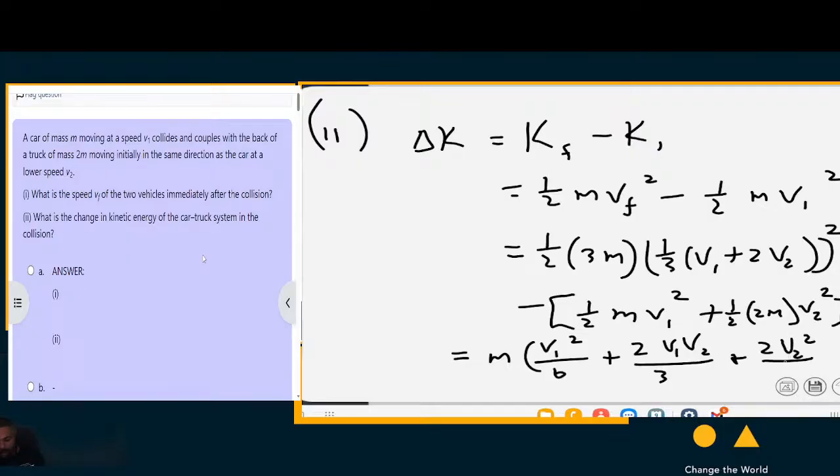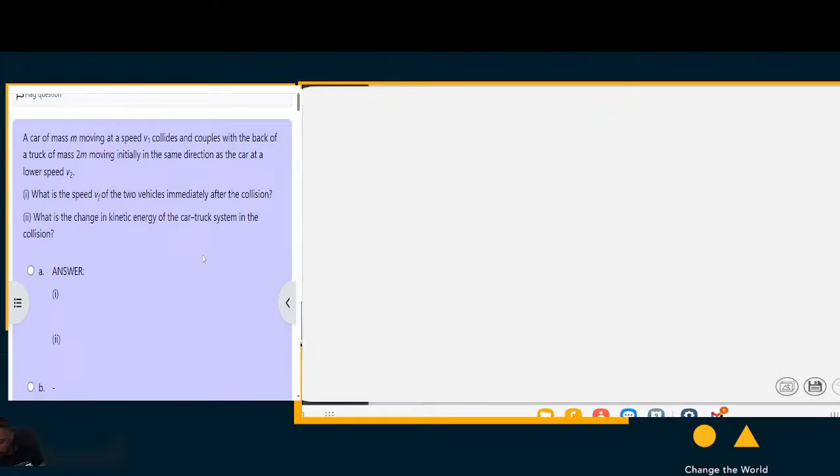v2 squared over 3 minus v1 squared over 2 minus v2 squared. That's what you should get. Okay. Now, if you continue further on from that stop, you can freeze here. If you continue on and you simplify it further, your final answer will look like this.